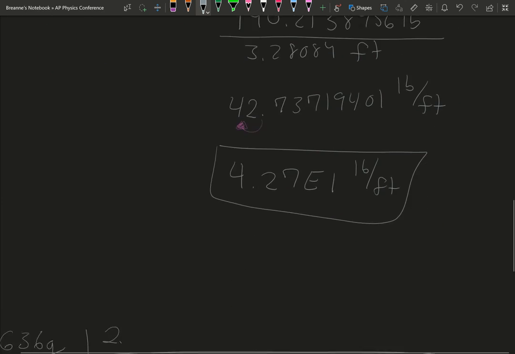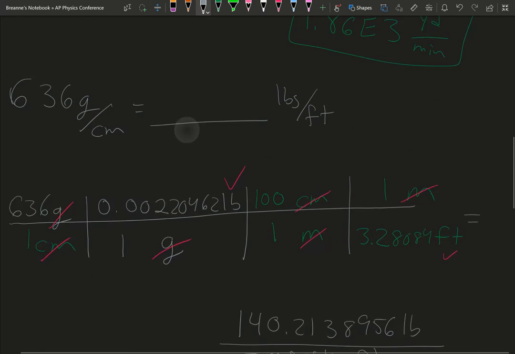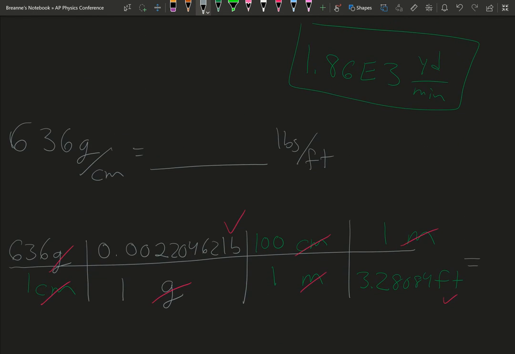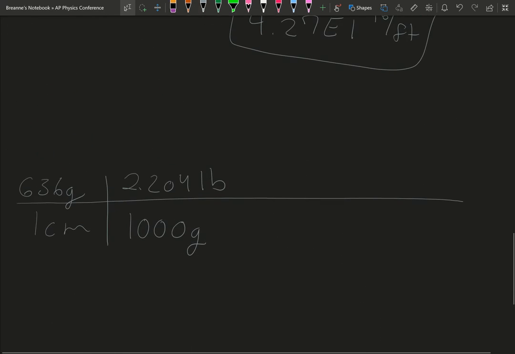2.204 pounds. The reason you could do that is because we had to move the decimal over 1, 2, 3 times. So instead of just 1 gram equaling that, we know that 1,000 grams can equal that. Just makes math a little bit easier. Grams still cancel, and you're left with pounds.